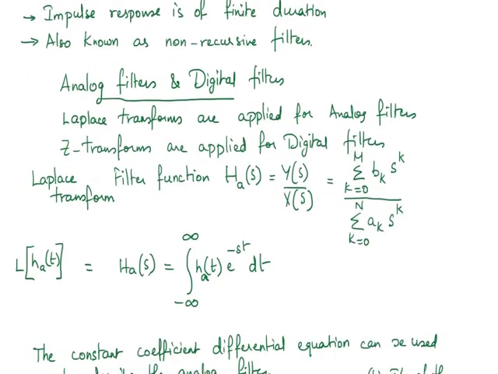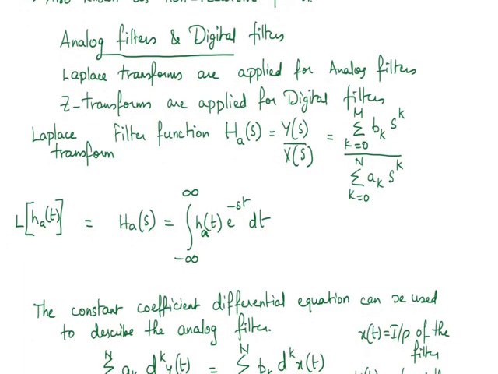Next, if you see the examples of analog and digital filters. In analog filters, we use the Laplace transforms to represent the analog filters, whereas the Z transforms are used for representing the digital filters. So this is the filter function in Laplace form. We write this as HA of S is equal to Y of S by X of S. So this is the filter function representation, summation k equal to 0 to m bk into s raised to k divided by summation k equal to 0 to n ak into s raised to k. So this HA of S, this A in the suffix means that it is an analog filter.